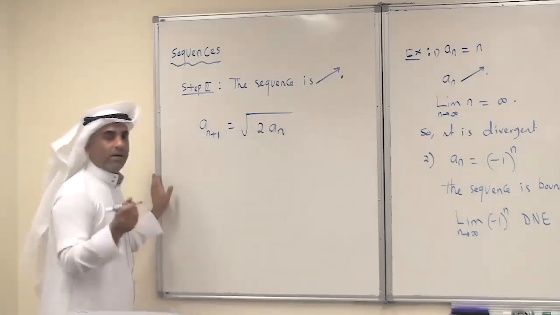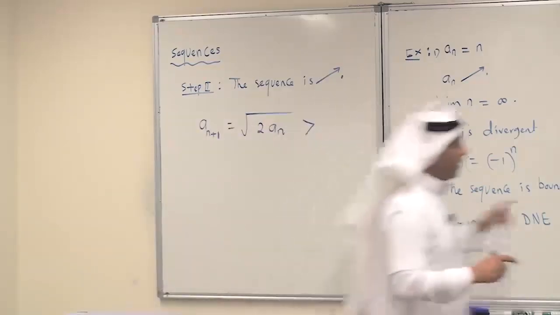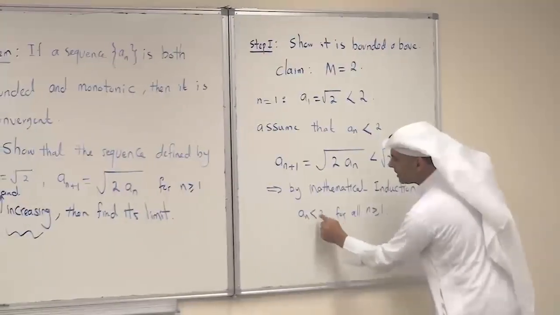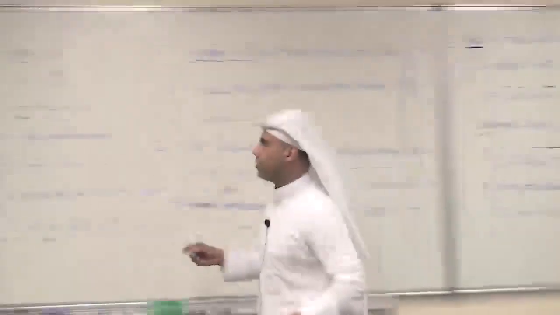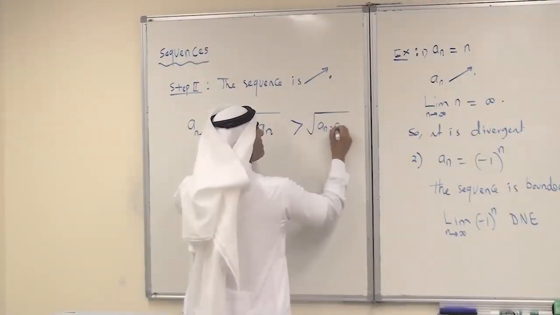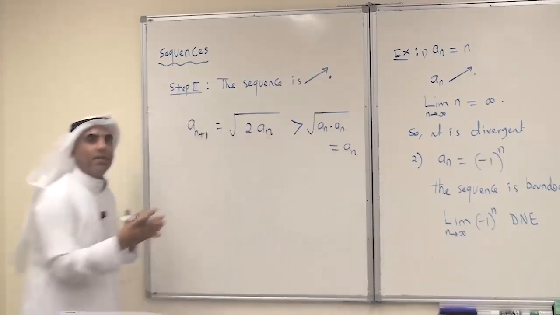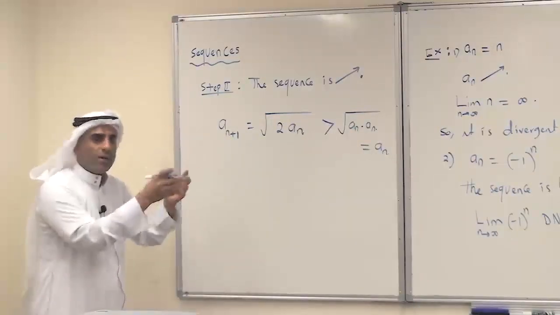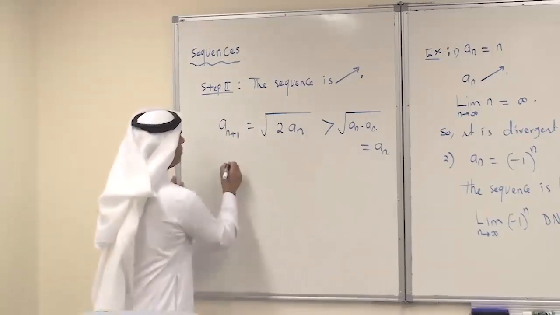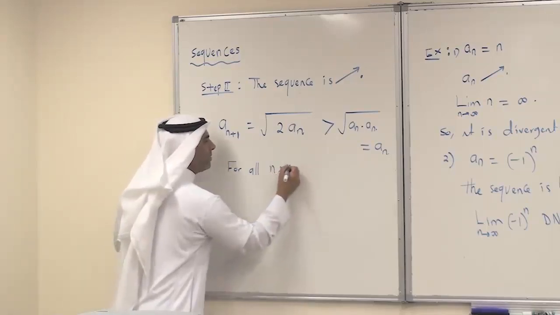Okay. But you can see here that this is greater than 2. 2 is greater than a_n for any n. This is what we proved. So this 2 is greater than a_n, and so what we have here is just a_n times a_n. And clearly this is equal to what? This is equal to a_n. We have non-negative terms. Square root of a_n all squared is just a_n. So what we have here is a_(n+1) is greater than a_n. This is true for all n greater than or equal to 1.